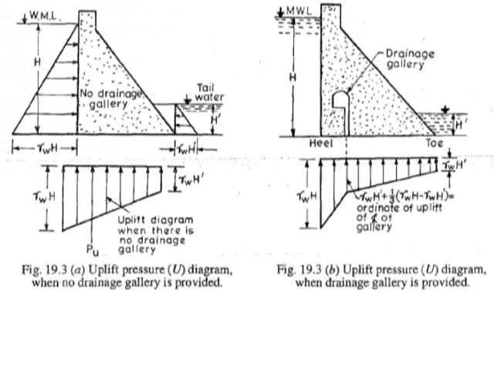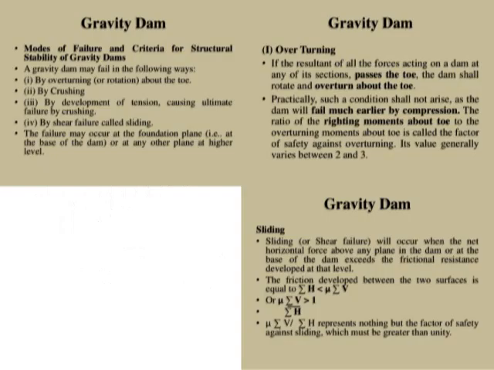This is the pressure diagram, this is the heel, and this is the toe. This is a very important diagram. You should remember this if you want to be an expert in gravity dam design. These are the various modes of failure. Any dam can fail either by overturning, by crushing, or by development of tension causing ultimate failure by pressure. Then shear failure or sliding failure.